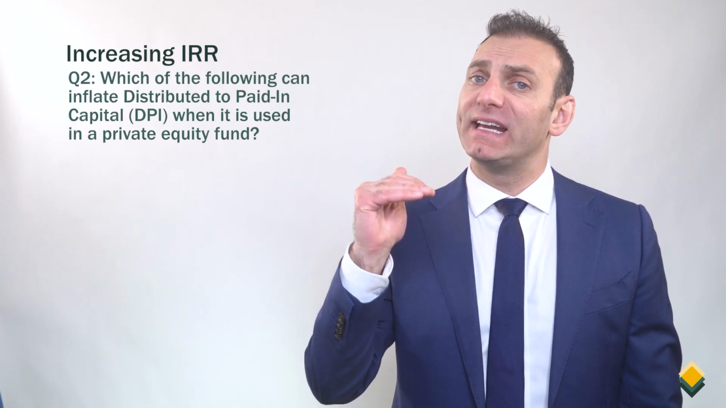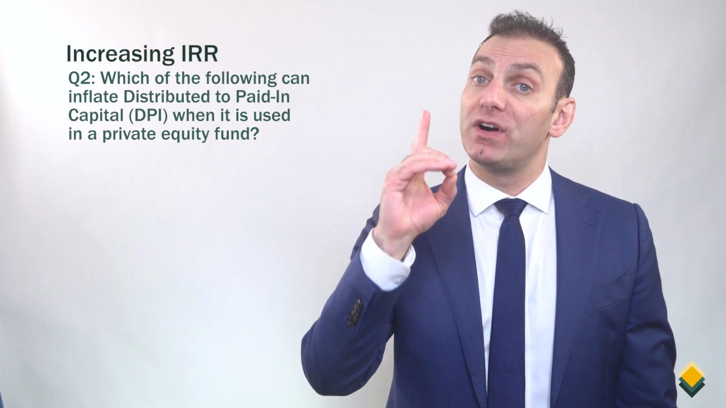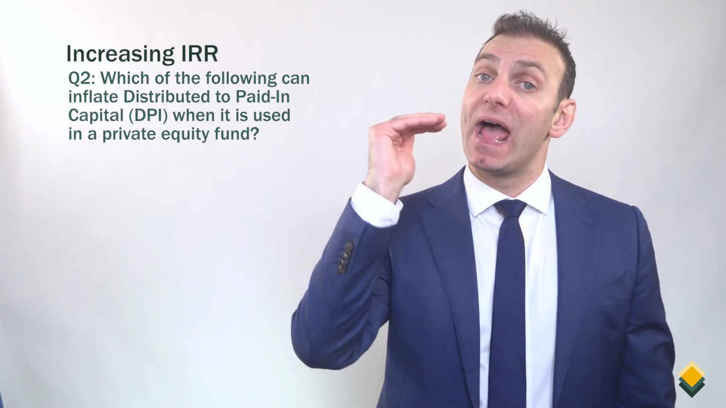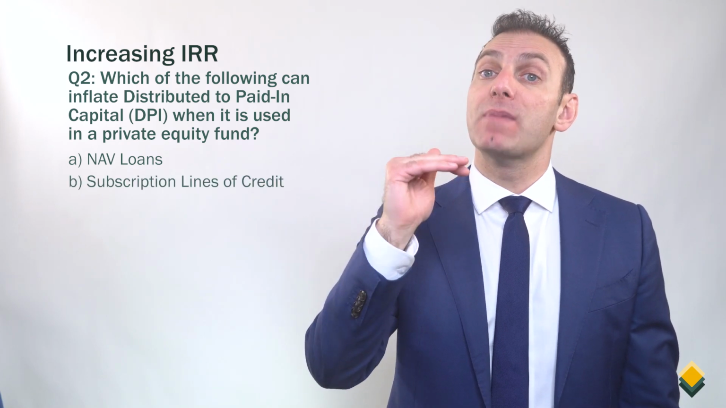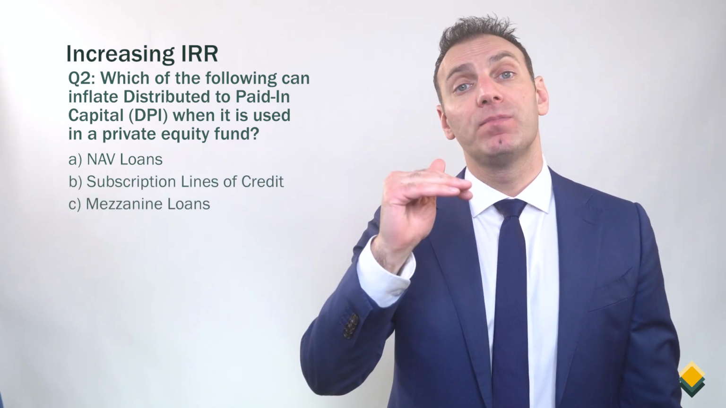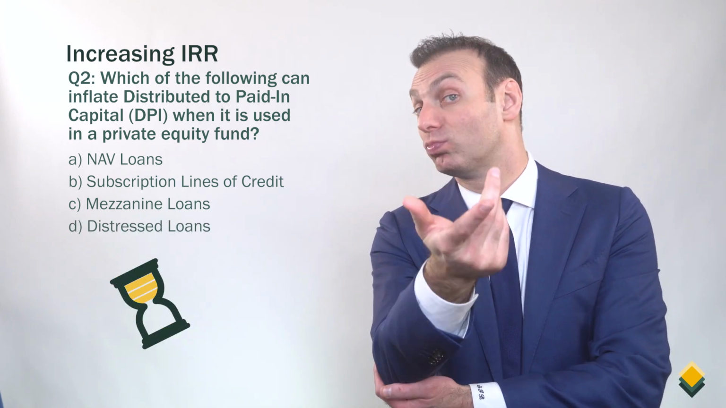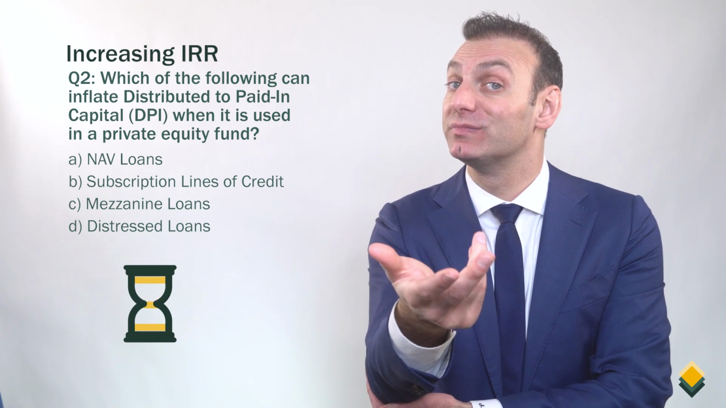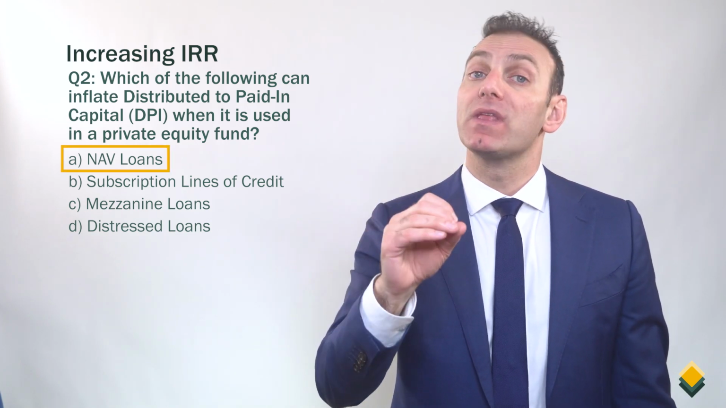Which of the following can inflate distributed to paid-in capital, DPI, when it is used in a private equity fund? A, NAV loans, B, subscription lines of credit, C, mezzanine loans, or D, distress loans? The answer is A, NAV loans.